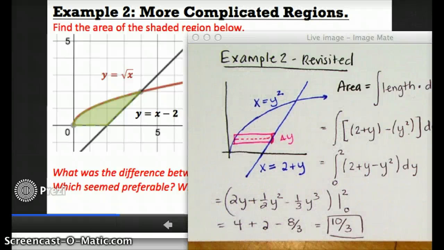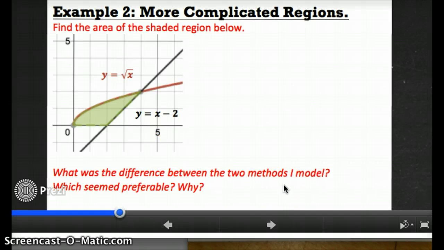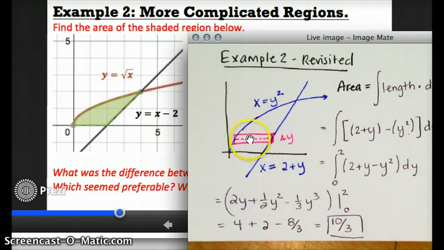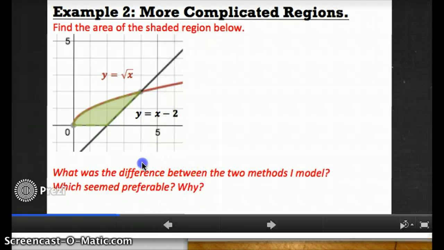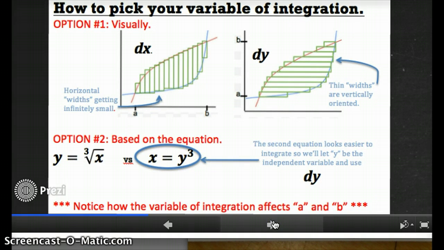So we're almost done here, but summarize for me, what was the difference between the two methods, and which one do you think was preferable? Right, the difference between the two methods was we used a different variable of integration, and the second one was preferable because it only required one integral if we oriented our rectangle sideways. So you can probably imagine that choosing the right variable of integration is a really important first step to setting up easy integrals. Take a look at the visual difference between using dx and using dy.